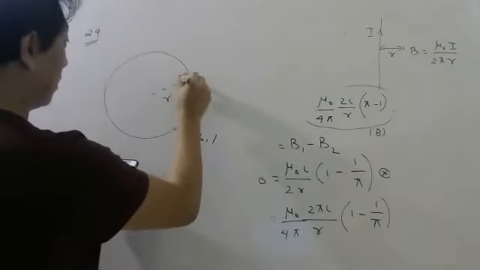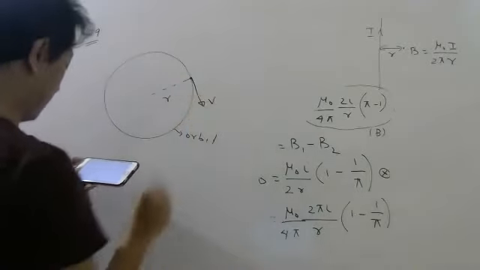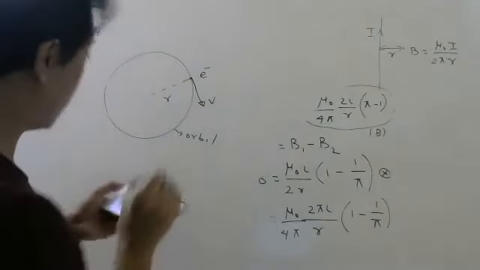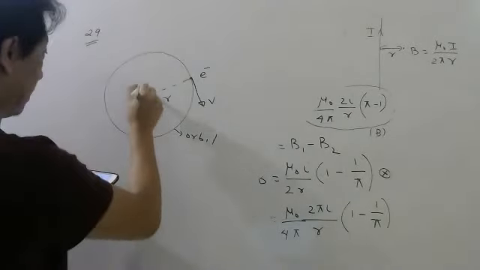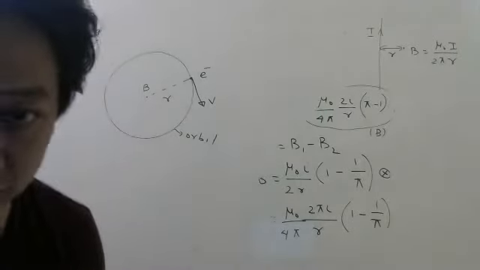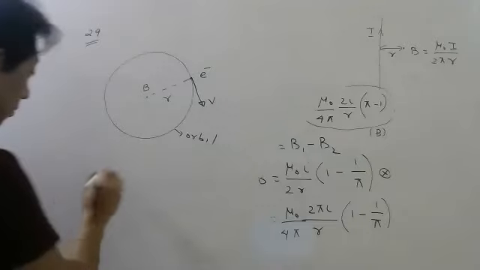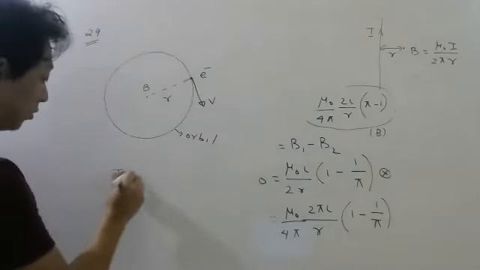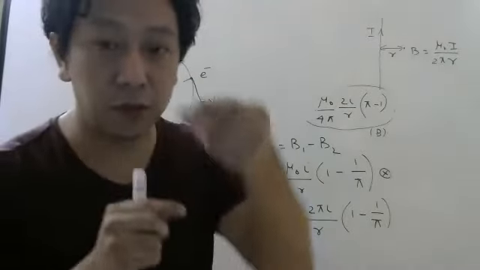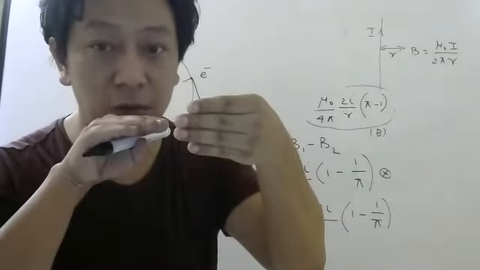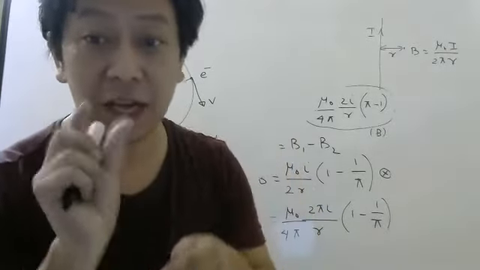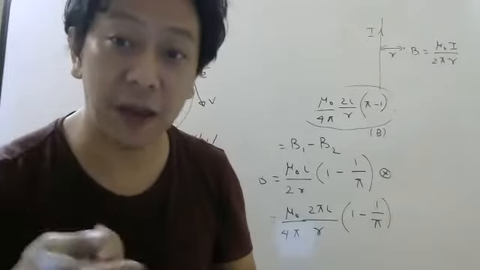It is moving with velocity v, and the particle is electron. It produces the magnetic field at the center, capital B. They want the radius of the circle. Now, first let us see what is the current due to this motion of electron. How do we define current? If you take any cross section, you have to calculate how much charge is passing through the cross section in a given time. Then divide the charge by the time.